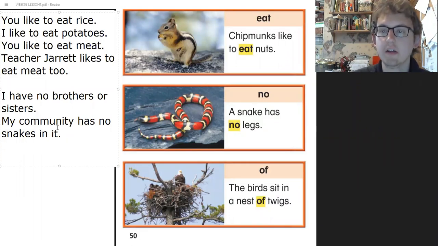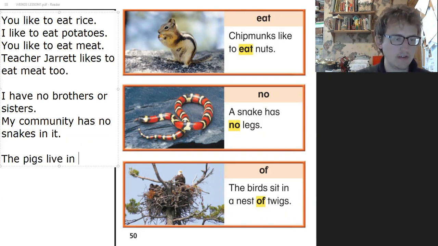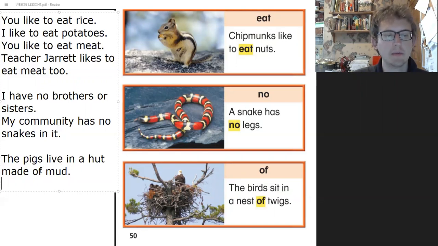So "of" means like "made of." So a nest made of twigs, right? So if we remember last week, we can say the pigs live in a house, or live in a hut made of mud, right? So we can see where we say "made of mud."